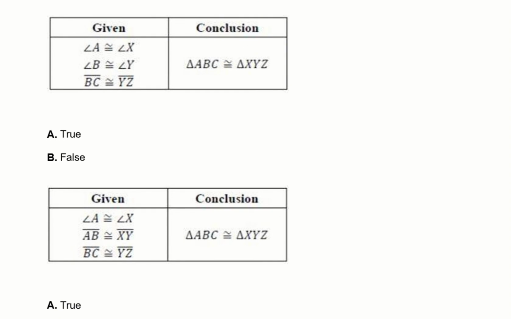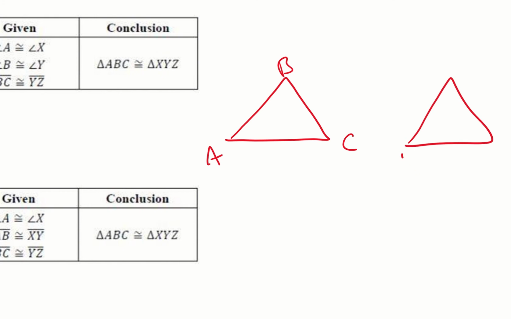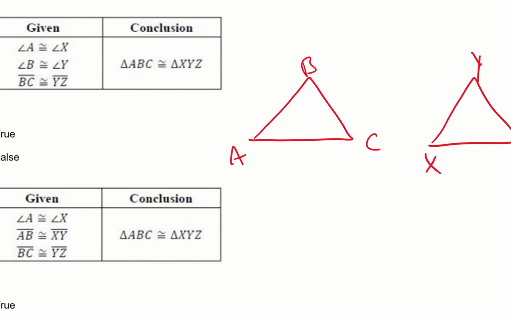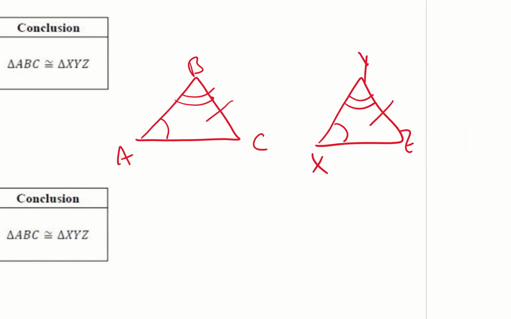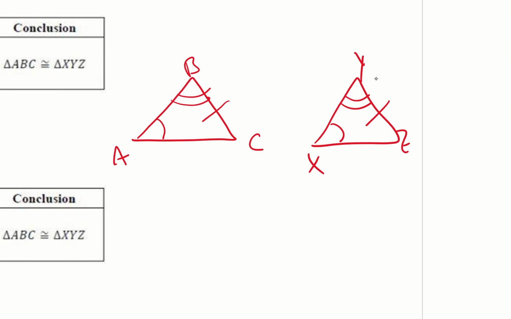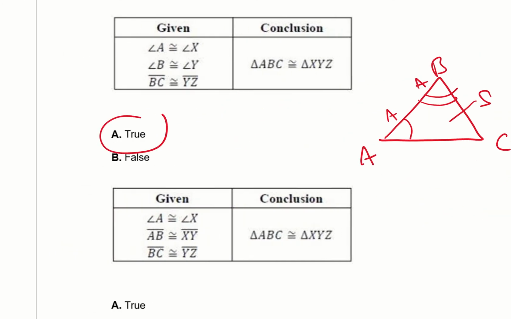Okay, so again, using the same diagram, and I'll re-illustrate it here. Angle A is congruent to angle X. Angle B is congruent to angle Y. And BC is congruent to YZ. Is there enough information to conclude that these two triangles are congruent? Well, we have an angle, an angle, and a side, which is AAS. That's actually one of the congruence criteria that we can use to conclude that the two triangles are congruent. So this is good. So this is true.